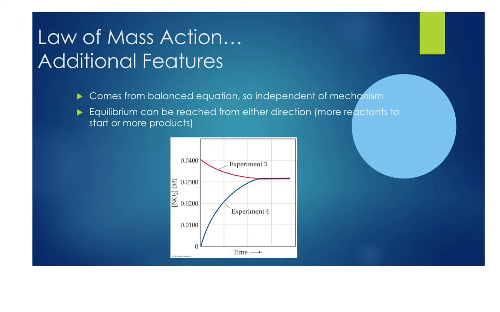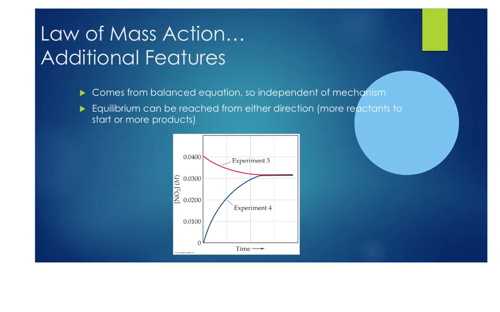All right, so a few additional features to note about the law of mass action, or in other words, writing equilibrium constants, is that you'll notice it came from the balanced equation. Okay, so that means it's independent of mechanism, right? It doesn't matter what the mechanism is, the Keq or the Kc or the Kp are independent of what the mechanism is. So that's good.